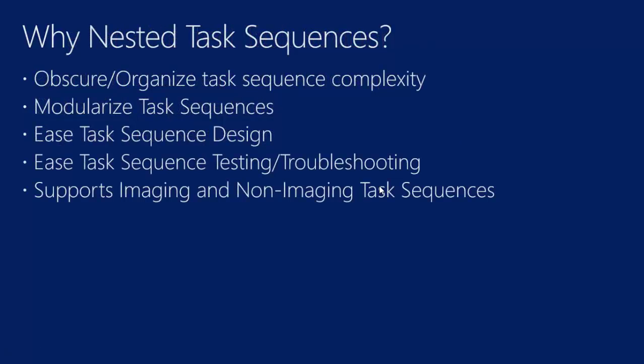So then why do we need them? Well, again, to organize task sequence complexity. We have some environments that have very significantly complex task sequences. The parent-child relationship is going to help you rationalize and segment that complexity, and helps you understand what exactly is happening and when. So, tapping into the next piece, modularized task sequences.